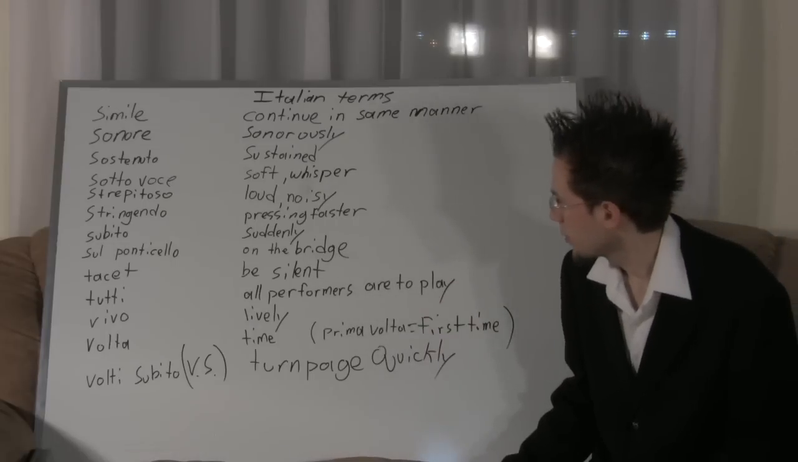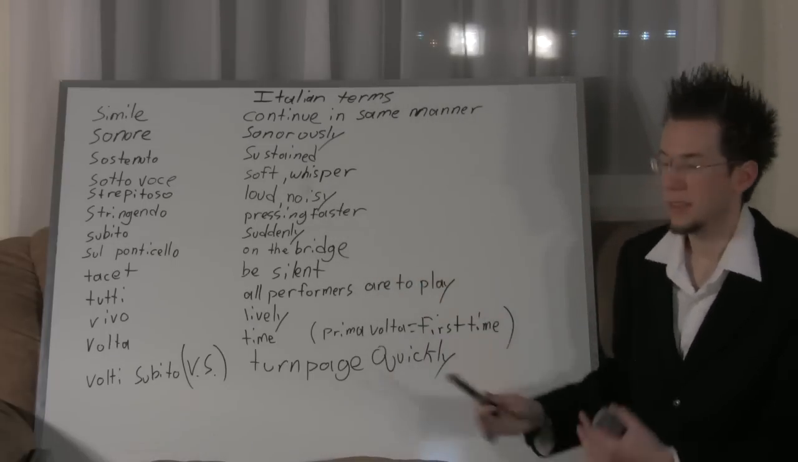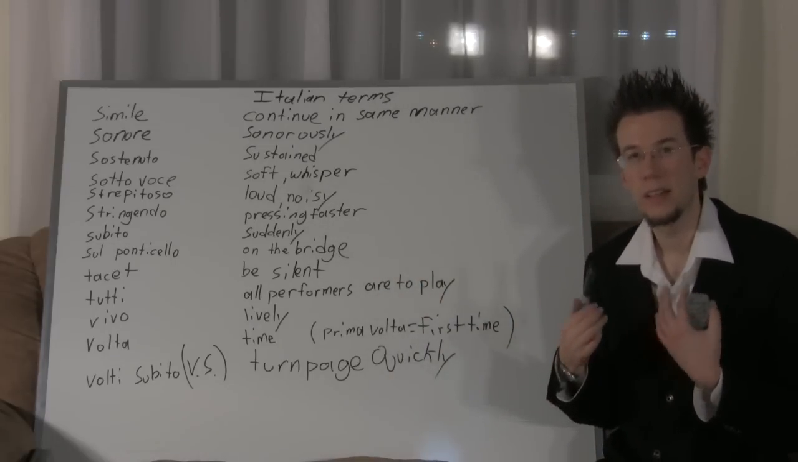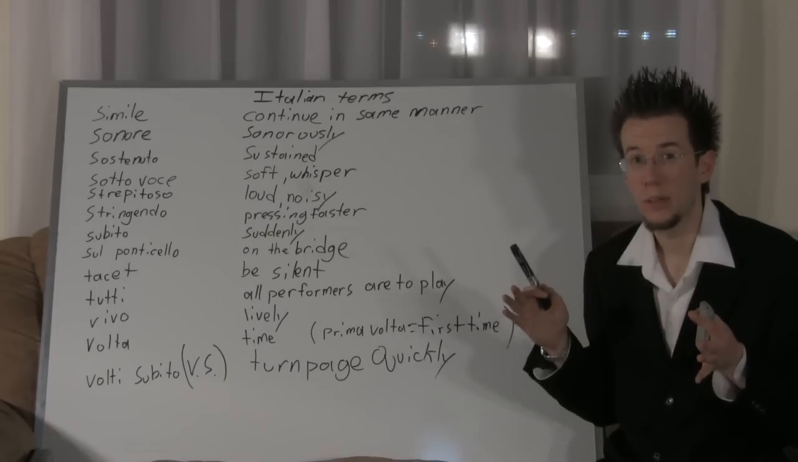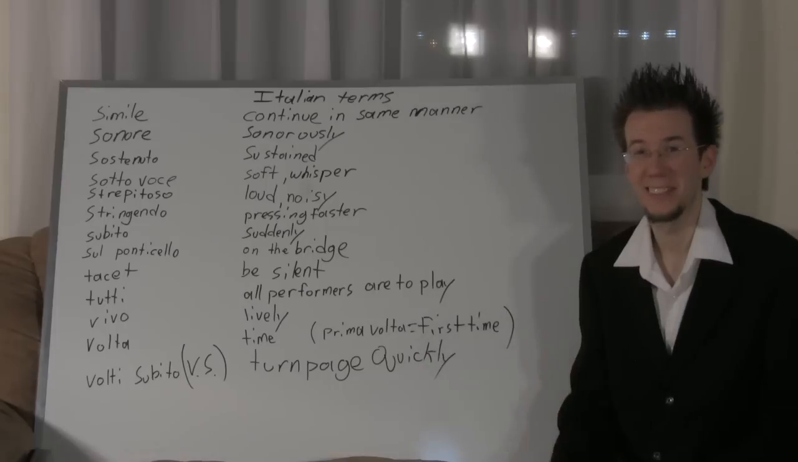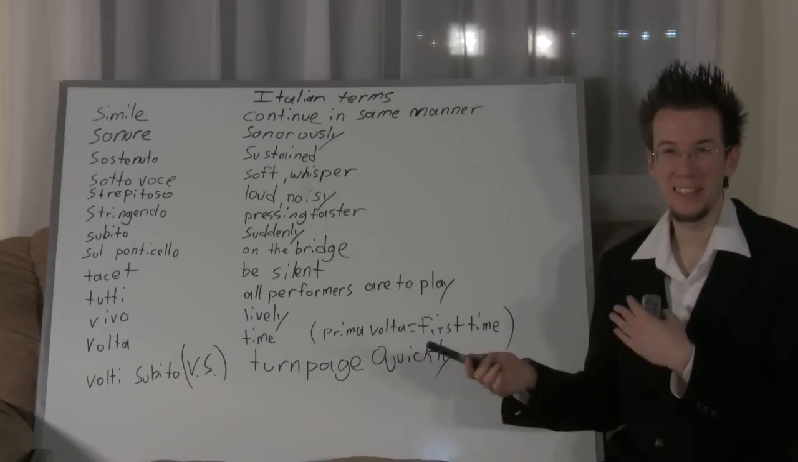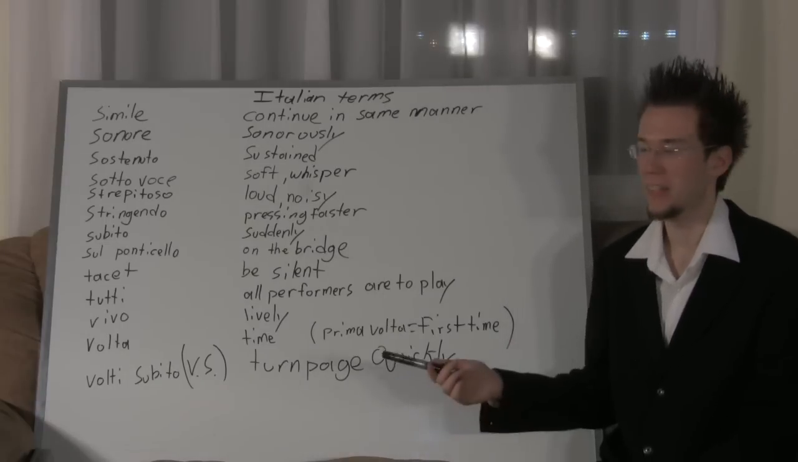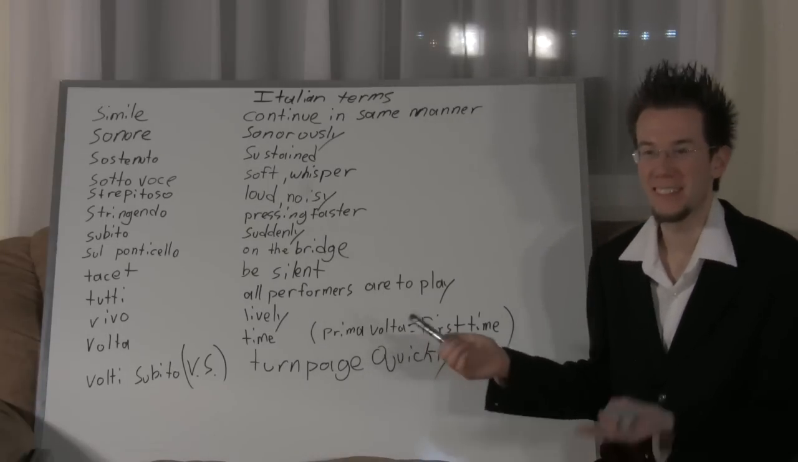Next one, sotto voce, is soft, or like a whisper, or under your breath. It's like, hello, how are you? Can you hear me right now? If you can, then the mic is at a good level. Anyway, if you couldn't hear me there, it's just because I was whispering and the mic didn't pick it up. And if you did, cool.